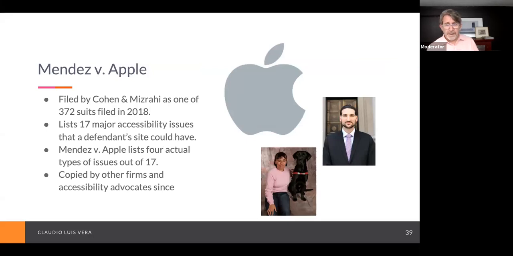So one of my favorites to look at is Mendez v. Apple, because it was published in a newspaper, and so you can actually access Mendez v. Apple and read it for yourself fairly easily. And it is public knowledge. And I have seen countless cases that are modeled after this one. You look at them and you go, oh, I know this. Okay, it has the same 17 major accessibility issues. It's claiming the same 4 default issues. It has the same language. So it gets copied over and over again, not just by the same firm, but by other firms against other defendants.